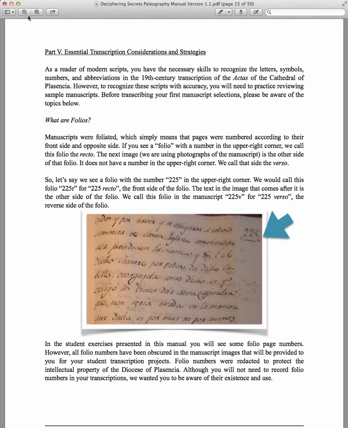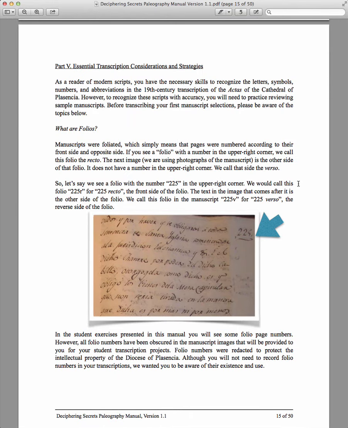I'm going to make this a little bit smaller just so you can see the page numbers and you know where we are. So page 15 at 50. So essentially what we know is that we're working with a 19th century transcription of the original actas. So it is quite a bit more readable than the original. But it still has some peculiarities, and we wanted to point out a couple of these things to you so that you can appreciate what the manuscripts look like before we get started.